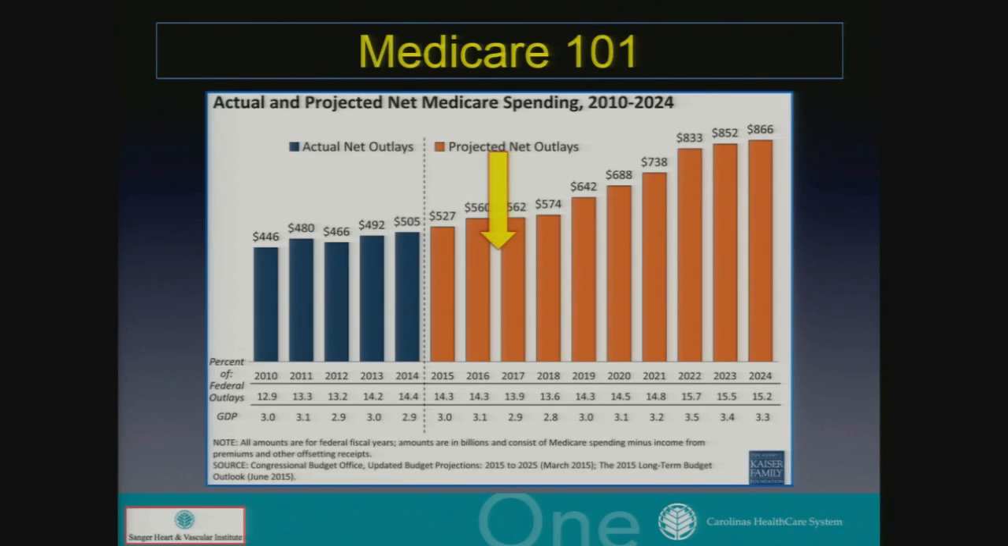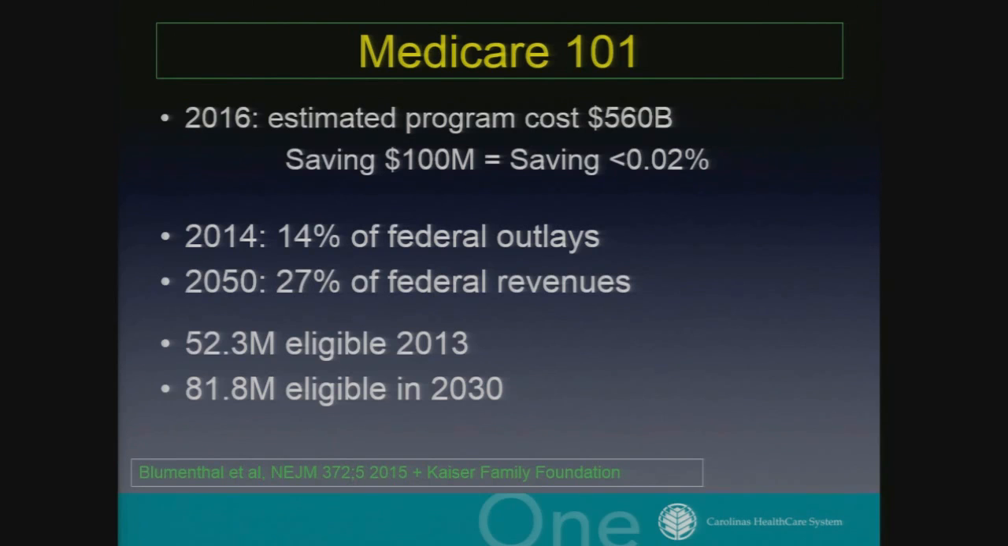Meanwhile, the Medicare budget and outlays just continued to rise. The arrow that you see here is where we are today, which is about $560 billion, with a B, dollars that are spent on Medicare. And just to frame that, when you hear a program saves $100 million, you're saving 0.02% of the budget. So just to give you an idea of what we're talking about.